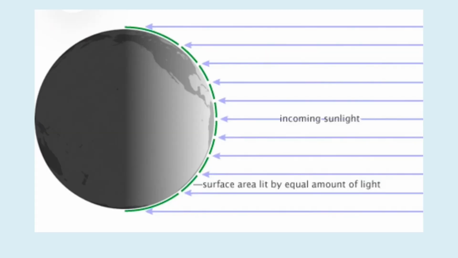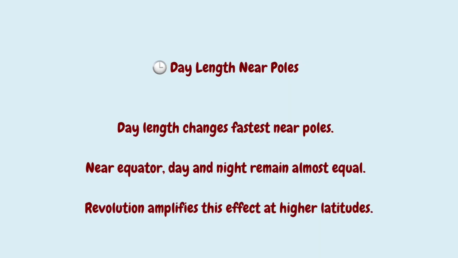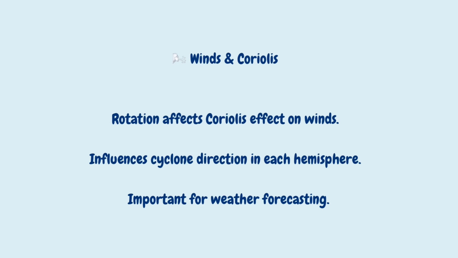Alright. Now we see day length near the poles. What happens near the poles? Day length changes fastest near the poles, okay? Near the equator, day and night remain almost equal. So revolution amplifies this effect at higher latitudes. Now winds and Coriolis. We know rotation affects the Coriolis effect on winds. So it influences cyclone direction in each hemisphere.